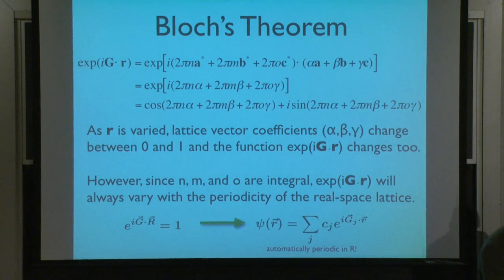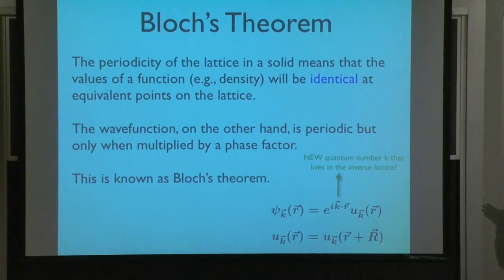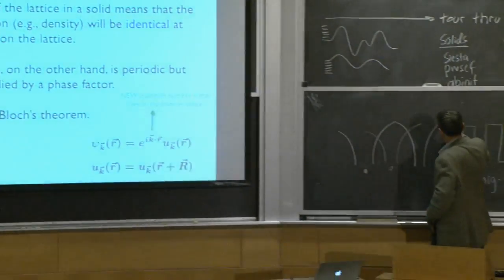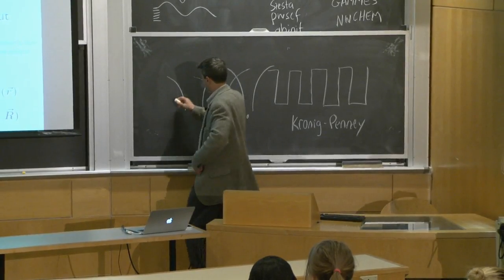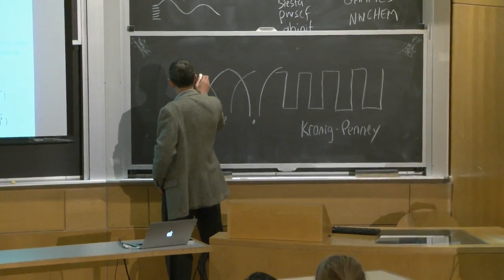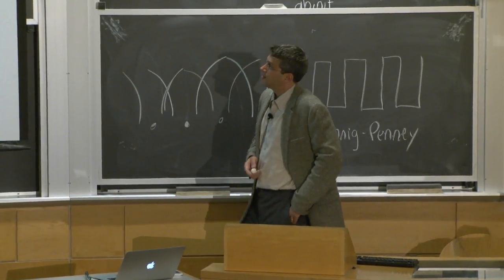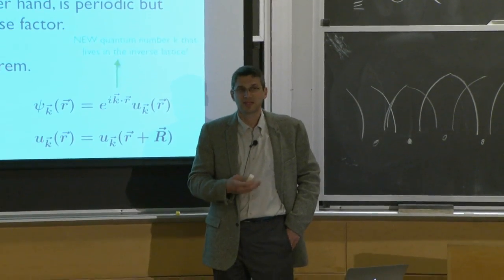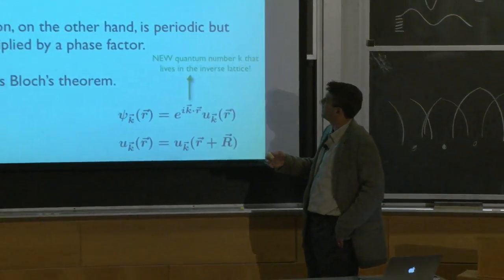Okay. Now, why do I care? Okay. Well, because if I have this periodicity, if I have this ordering, here it's drawn as an approximation. Here it's drawn as sort of maybe more realistic what my potentials look like. Then the values of some function, like the density, should be what at each lattice site? Well, I have it there in blue.